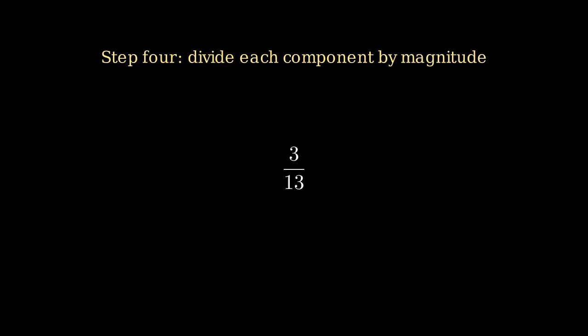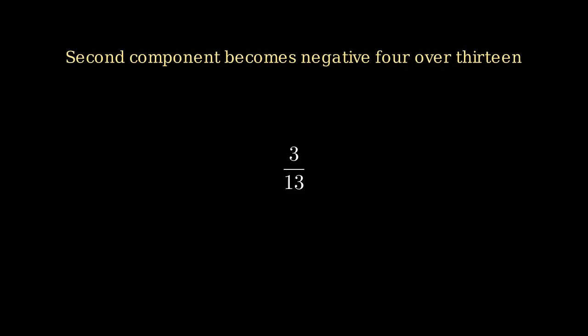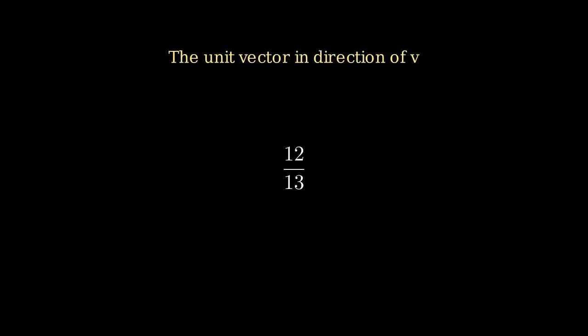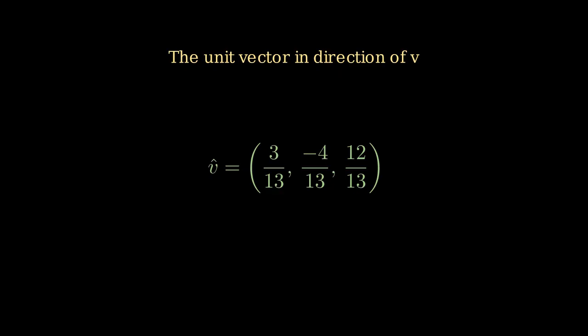The first component becomes 3 divided by 13. The second component becomes -4 divided by 13. The third component becomes 12 divided by 13. So the unit vector in the direction of v is the components 3/13, -4/13, 12/13.